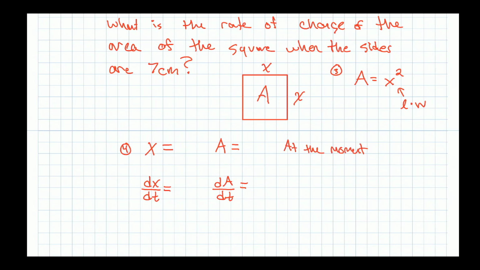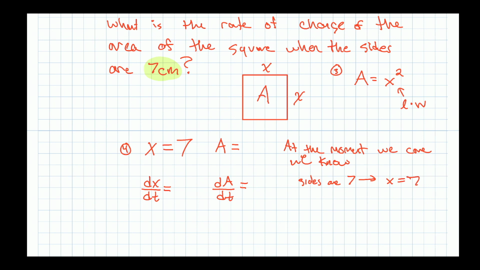Because it's always changing, but at the moment we care about it, we know, and this is where you just look to read the numbers out of here. So they say that the sides are 7 centimeters. So if the sides are 7 centimeters, what's that mean? That means x is 7, right? So sides are 7 implies x equals 7.